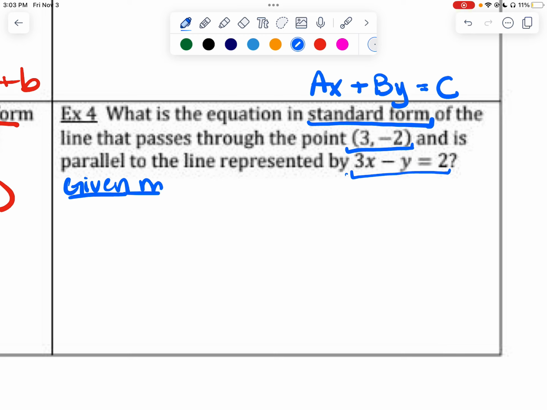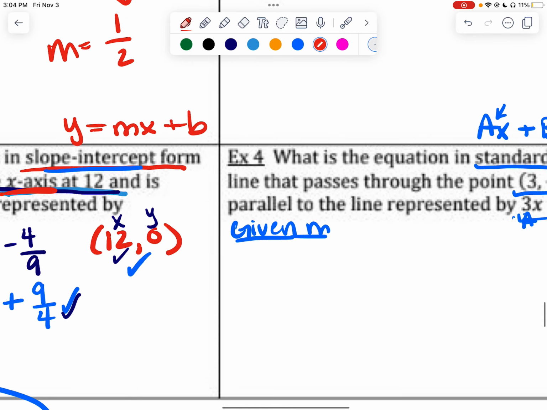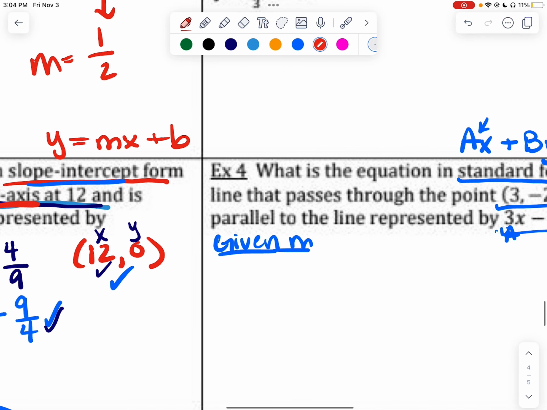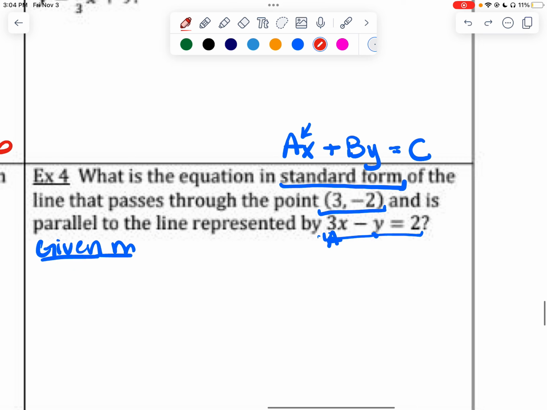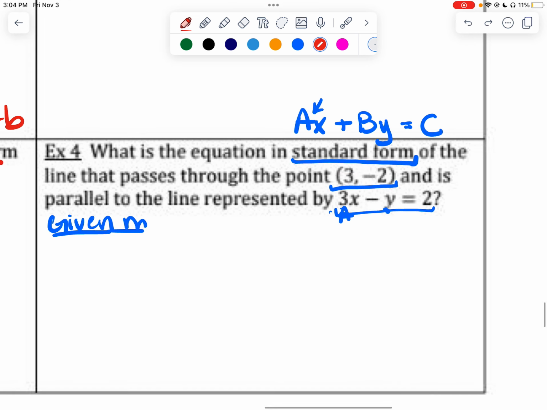But I don't know my given slope, because if I look here, 3x - y = 2, this is in standard form. A is not slope. A is just a number, a coefficient. I need m. Well, y = mx + b has m. So I'm going to solve for y so that I can get this into y = mx + b, and then I know slope.